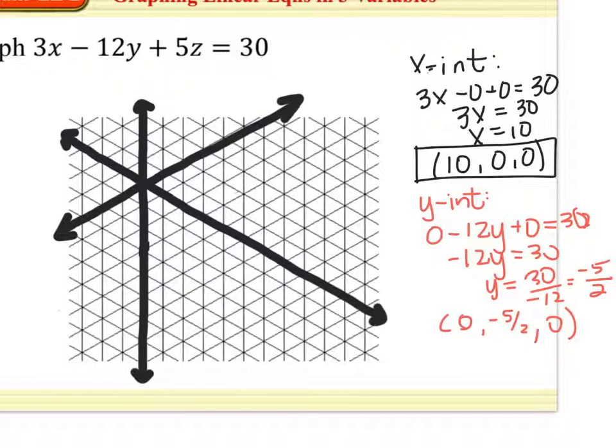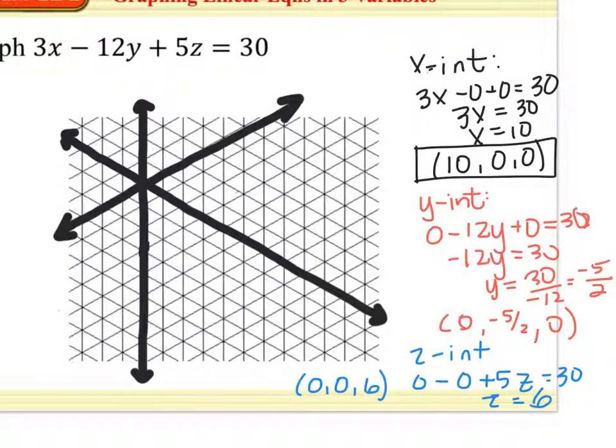And lastly, for the z-intercept, I know that y and x are 0, so I'm left with 0 minus 0 plus 5z equals 30, or z equals 6, giving me the coordinate point 0, 0, 6. So now what I'm going to do is graph all these points and then I can connect them.